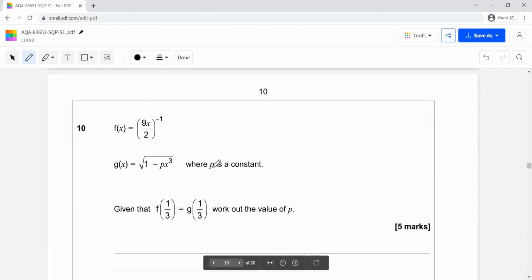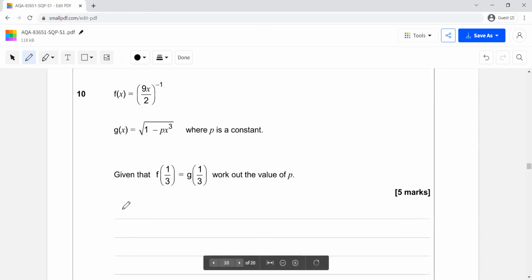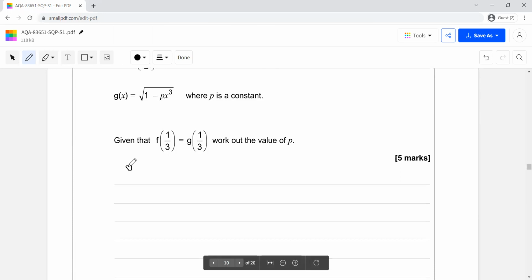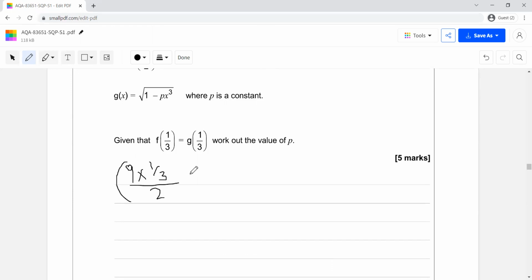Question 10. f of x is given by (9x over 2) to the power of minus 1. g of x is the square root of 1 minus p x cubed. Given that f of 1/3 is g of 1/3, work out the value of p. So what's f of 1/3? f of 1/3 is (9 times 1/3 over 2) to the power of minus 1.